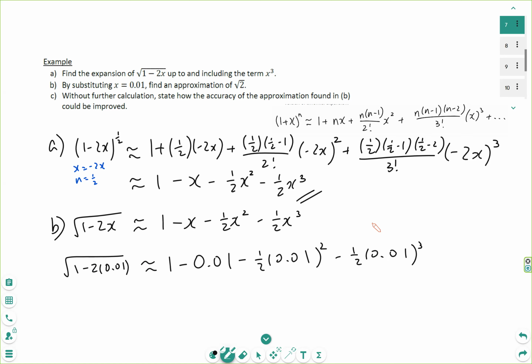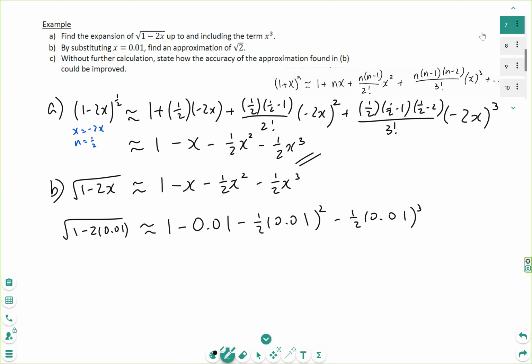Okay, so what I want you to do is put both sides in the calculator. If you put in the left-hand side, you should get 7 root 2 over 10. Okay, 7 root 2 over 10. And roughly equals, you put in the right-hand side: 1 minus 0.01 minus 0.5 times 0.01 squared minus 0.5 times 0.01 cubed, which is 0.